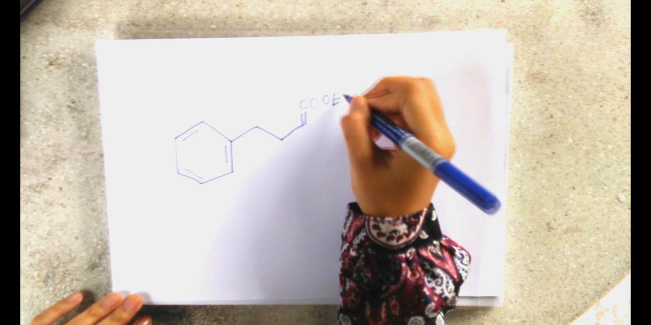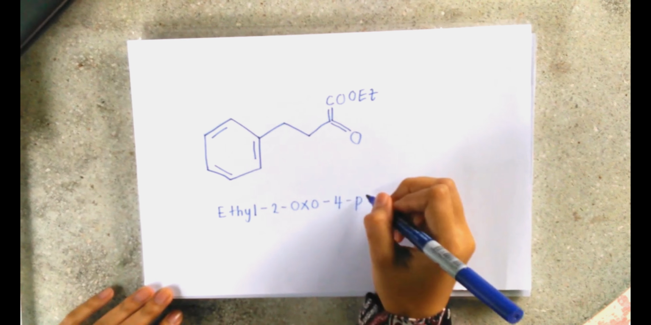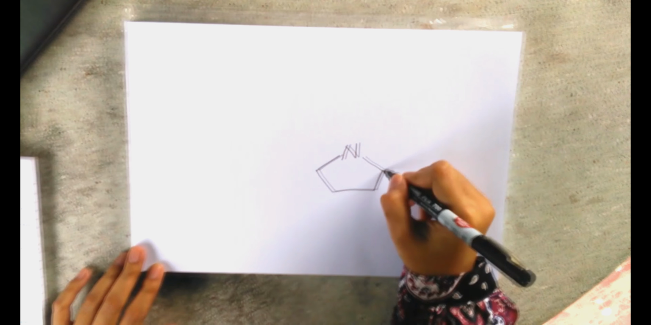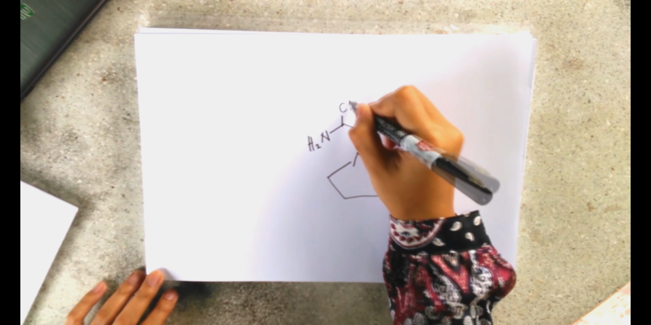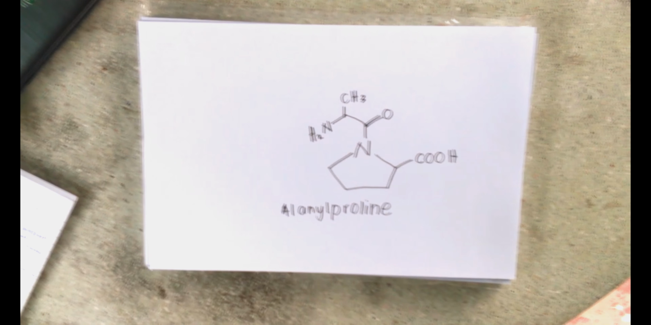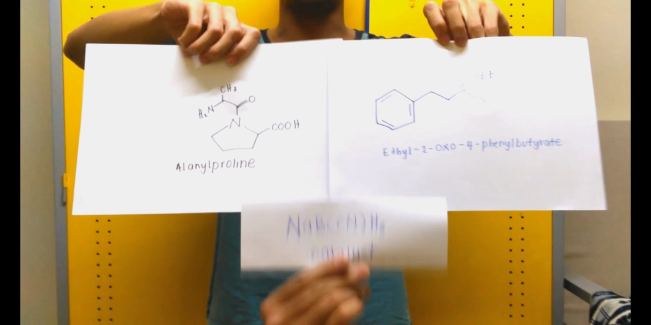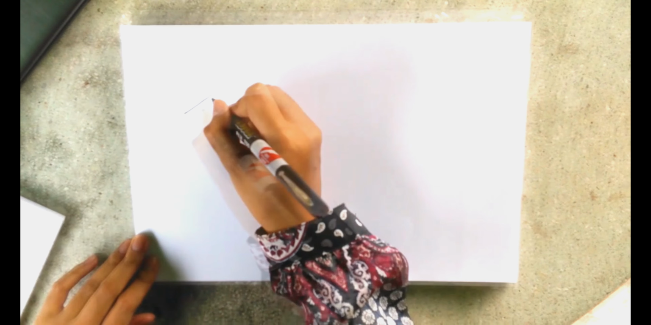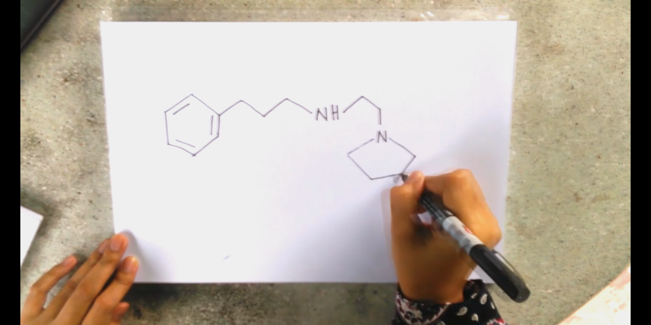The first structure is known as ethyl 2-oxo-4-phenylbutyrate. The second one is known as alanylproline. When these two compounds react together in the presence of sodium cyanoborohydride as a catalyst, it will produce a compound known as enalapril. The reaction that occurs here is known as reductive condensation.